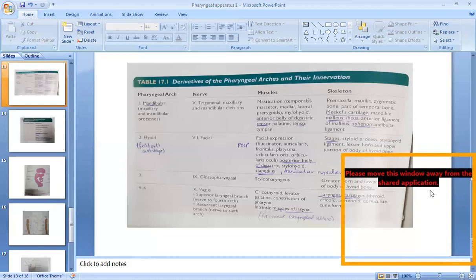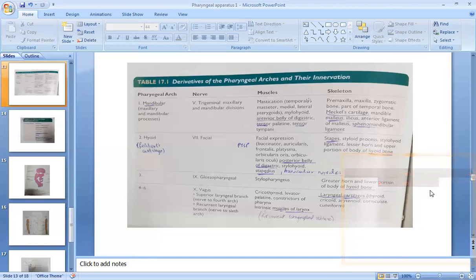And the cartilages of the larynx, that is arytenoid, thyroid, cricoid, corniculate, cuneiform, all these are from the 4th to 6th pharyngeal arches. So I told you in the beginning that the pharyngeal arch is a major contributor in the development of the head and neck.